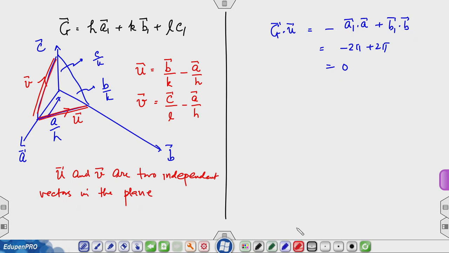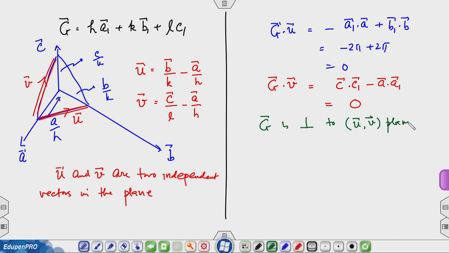Similarly, G dot V is equal to C dot C1 minus A dot A1, which is again 0. So, G is perpendicular to U, G is perpendicular to V. So, G is perpendicular to the UV plane. That is step 1.